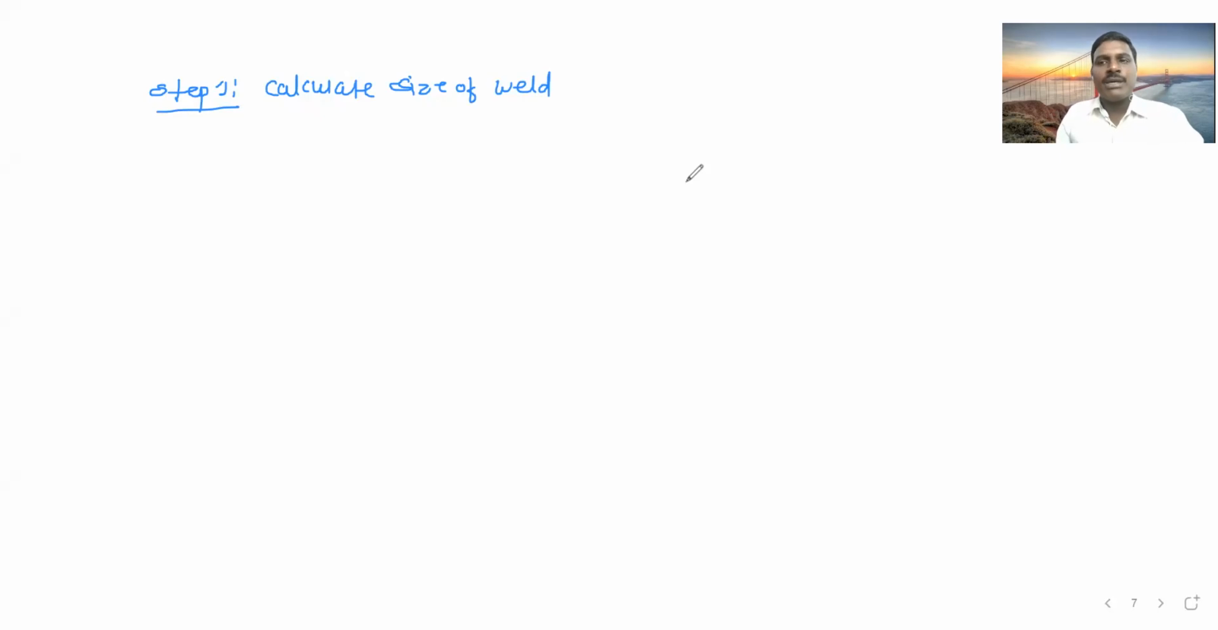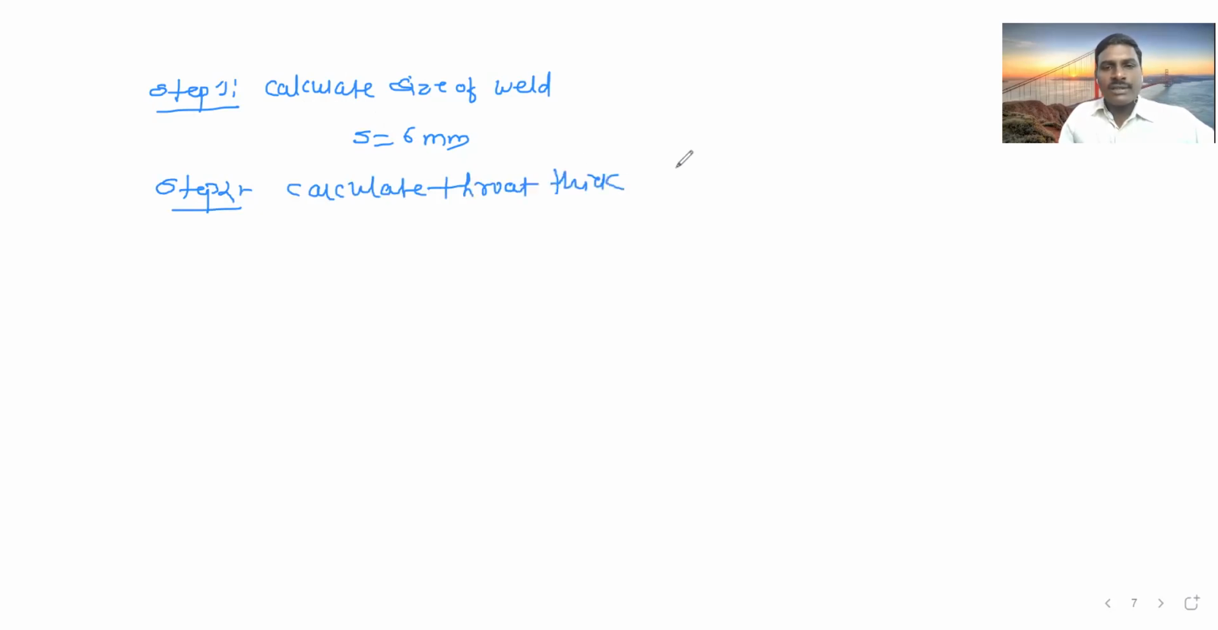Okay, if you become expert, no problem. So size of weld is 6 mm. That's why I am writing fast here. Step 2, calculate throat thickness. You can write directly step number 3 and 4 also. So throat thickness T is equal to 0.7 into S is equal to 0.7 into 6, that is 4.2 mm.